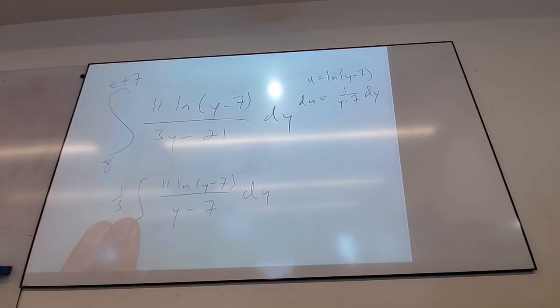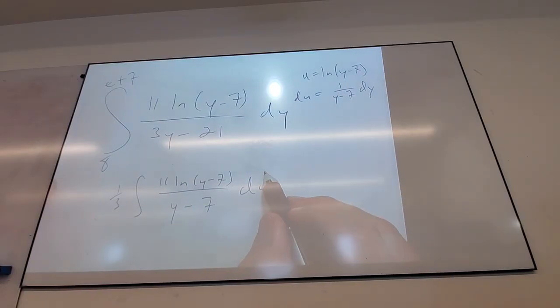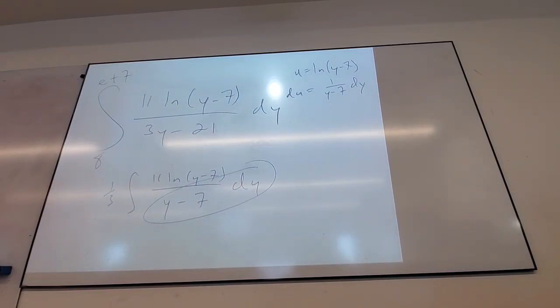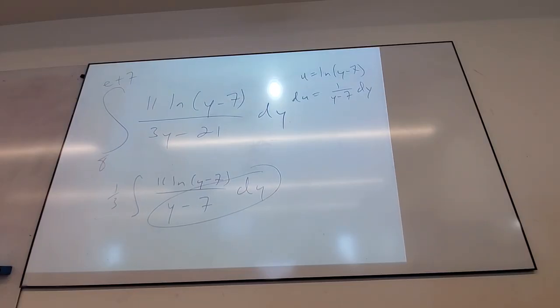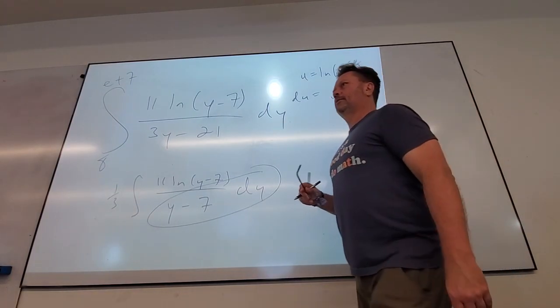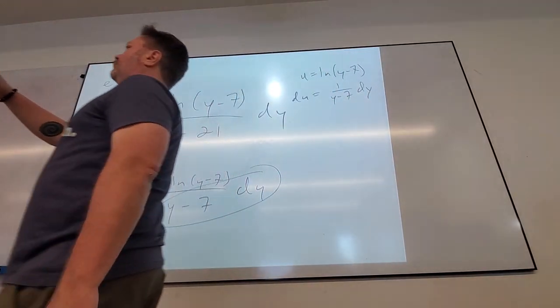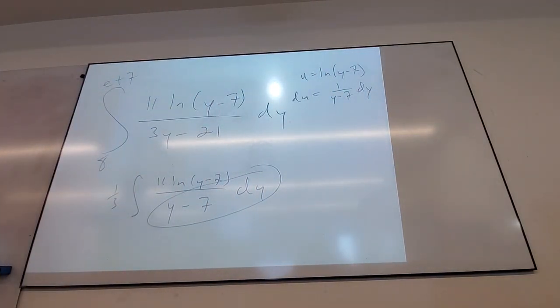If I get 3 out of the bottom, I get 1 over y minus 7. Do I see du? Yes. Could I have taken 11 out also? Yes, that would have been smart. So it just becomes a 1 on the bottom instead. Well, dy over y minus 7 is du. So I'm just going to replace all that mess I just circled with du. It doesn't become a 1. It's just part of what du is. So it just gets replaced with du.